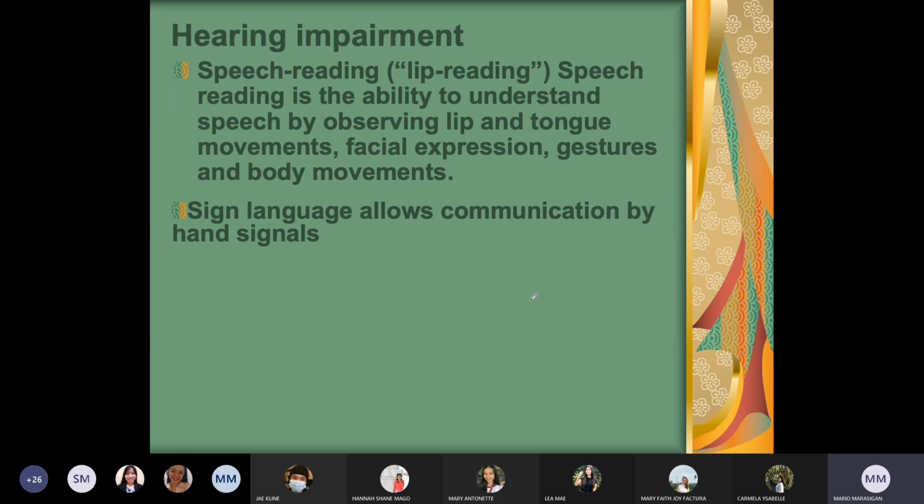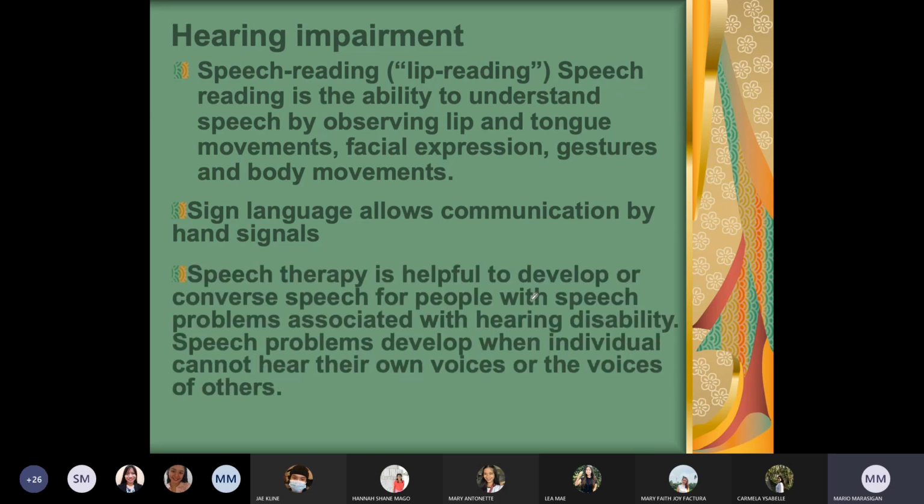Pero ano yun eh, inaaral din, right? I think meron kayong mga background sa kanyan. Tinuturo during elementary. Okay? Speech therapy is helpful to develop or convert speech for people with speech problem associated with hearing disability. Okay?